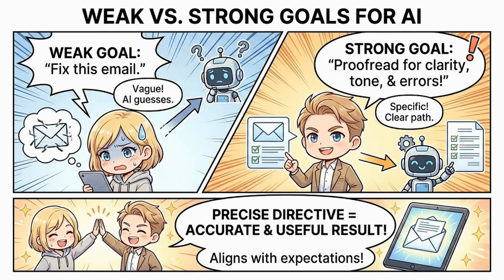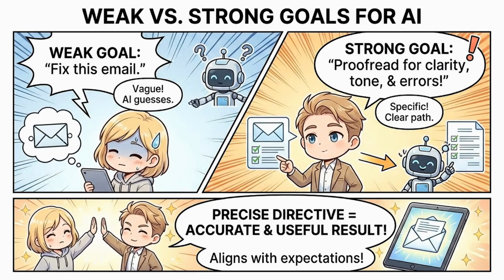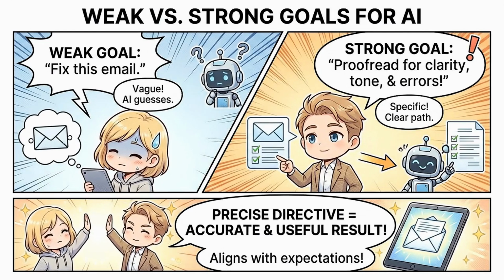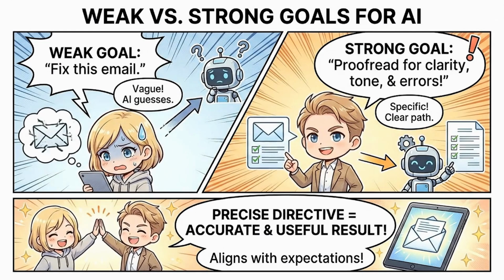By explicitly stating the exact operation you want the AI to execute, you set a definitive trajectory for the entire output. This precise directive ensures that Copilot focuses its efforts on the specific aspects you want improved, leading to a much more accurate and useful result that aligns perfectly with your expectations for the task at hand.